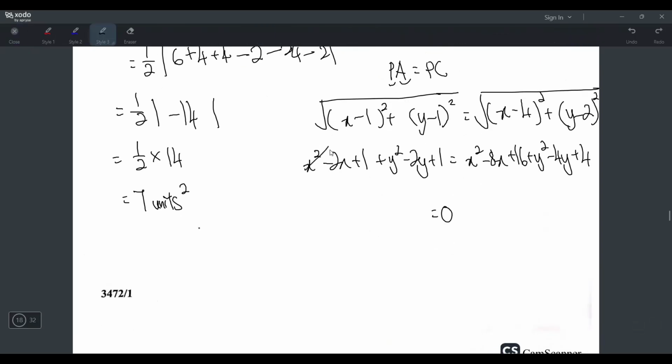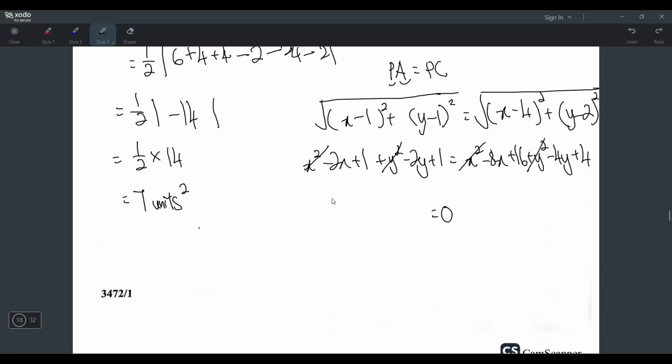So you can see that this x squared and x squared can cancel, because when you move it over it becomes minus. So x squared minus x squared becomes 0. Same with the y squared. The positive y squared here, they will become zero also, because when you move it over.